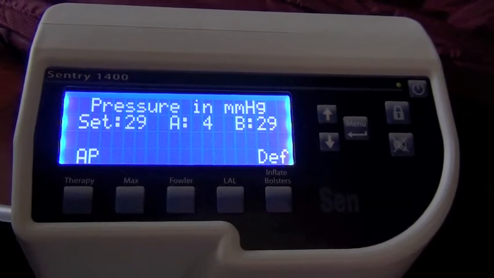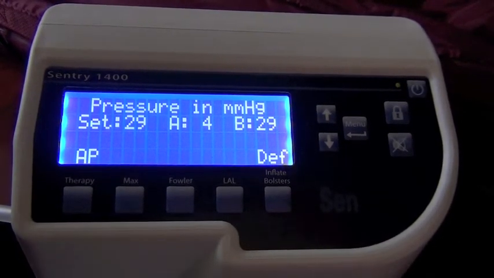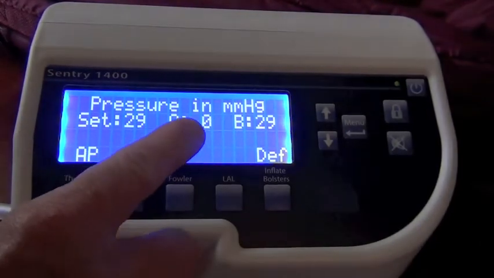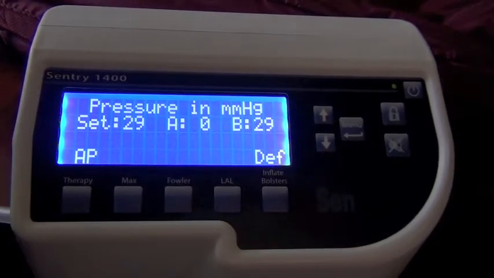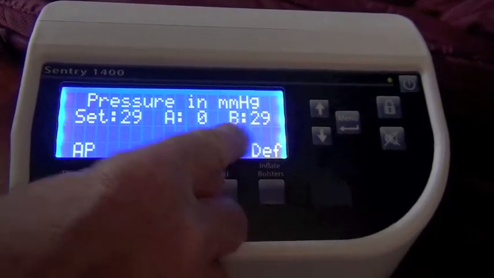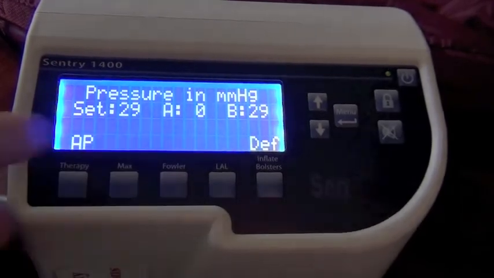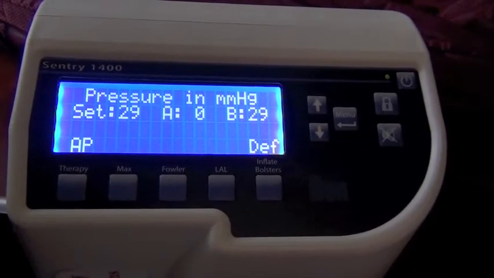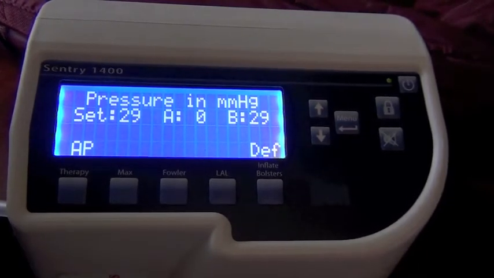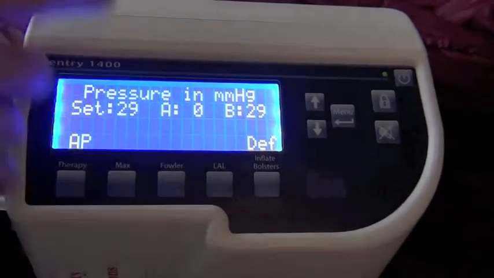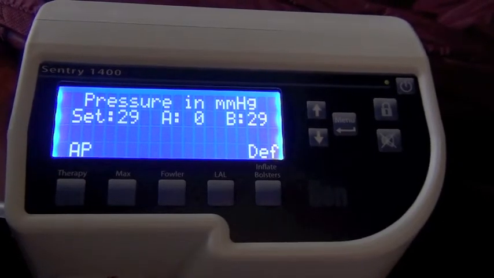But only high enough again to address that initial weight that we put into the system. So what you're seeing now is we have 10 of the pillows assigned to A and 10 of the 20 pillows assigned to B, and the B cells or B pillows are fully inflated to our set pressure of 29, and the A cells show a pressure of 0. So what we're actually doing here is offloading tissue that is suspended over those A cells or A air pillows that run side to side on the mattress.